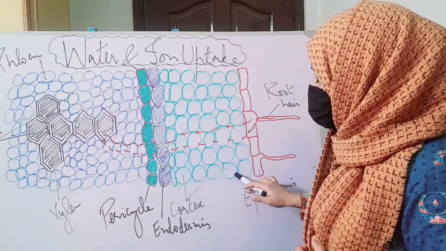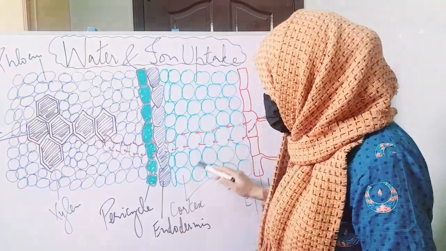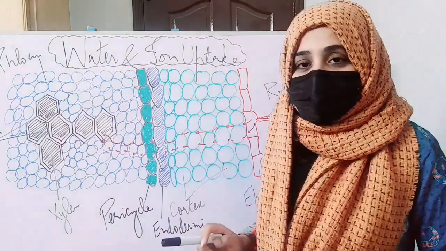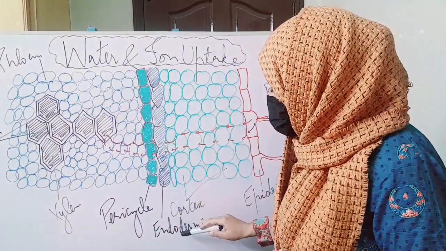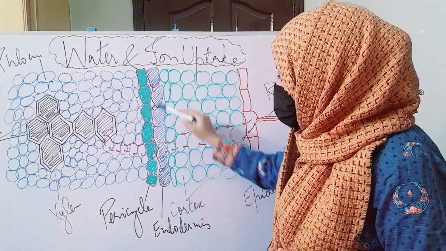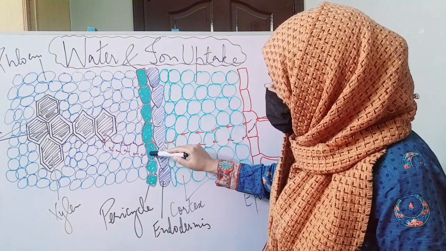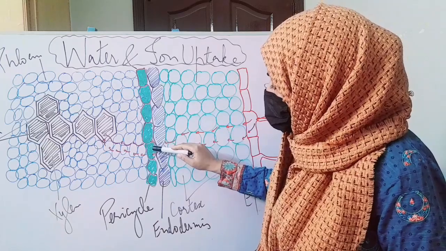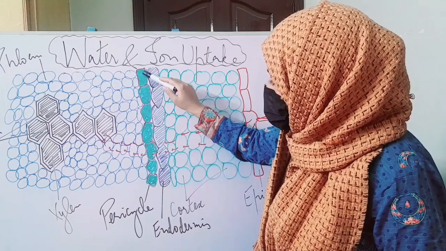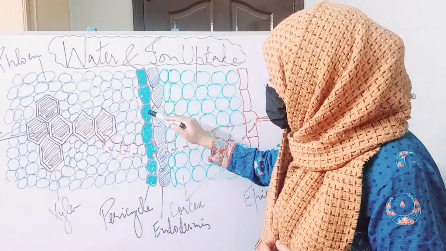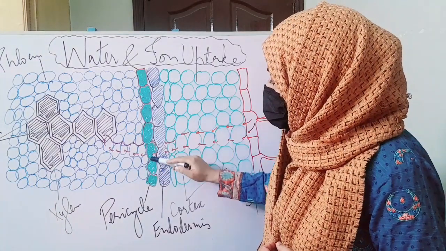This zone is called the cortex. Inside the cortex, there is also a layer of cells. This layer is called the endodermis. Inside the endodermis, there is a single layer of thin-walled cells that are narrowly arranged. This layer is called the pericycle.